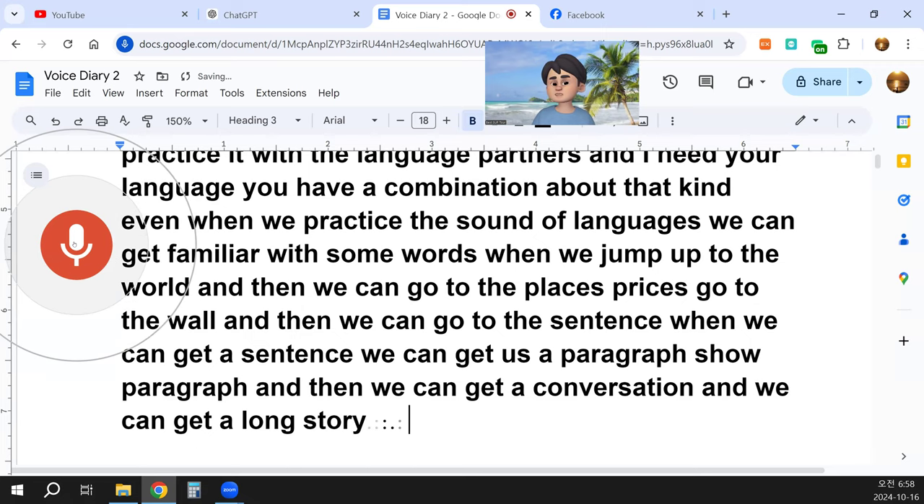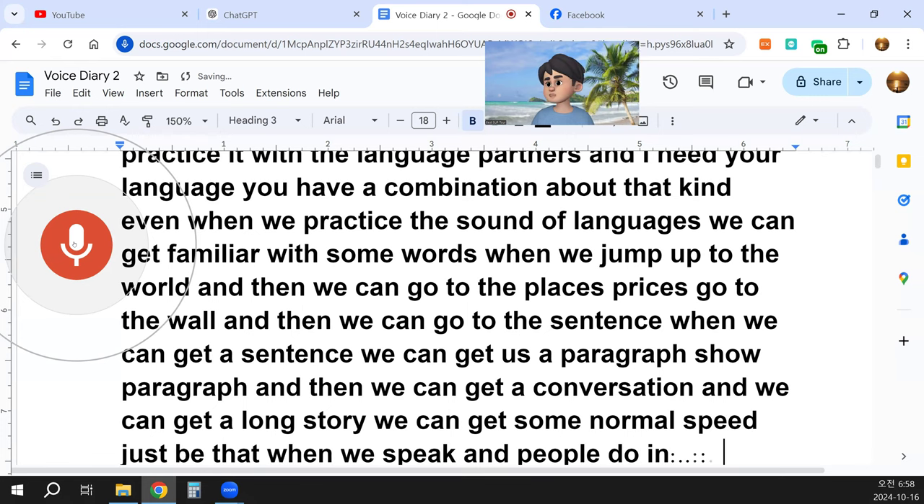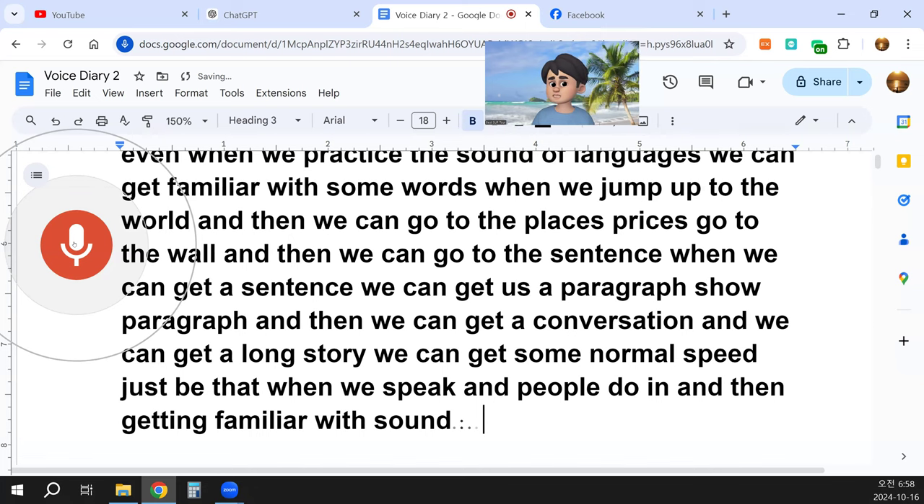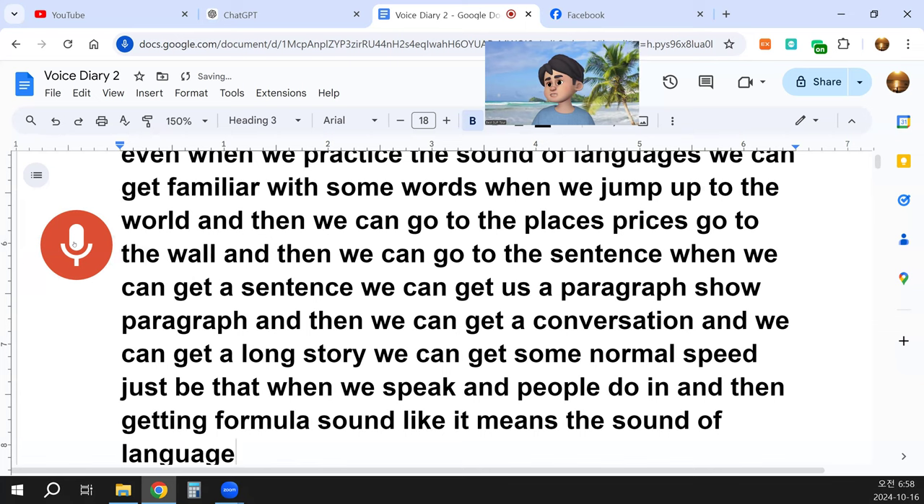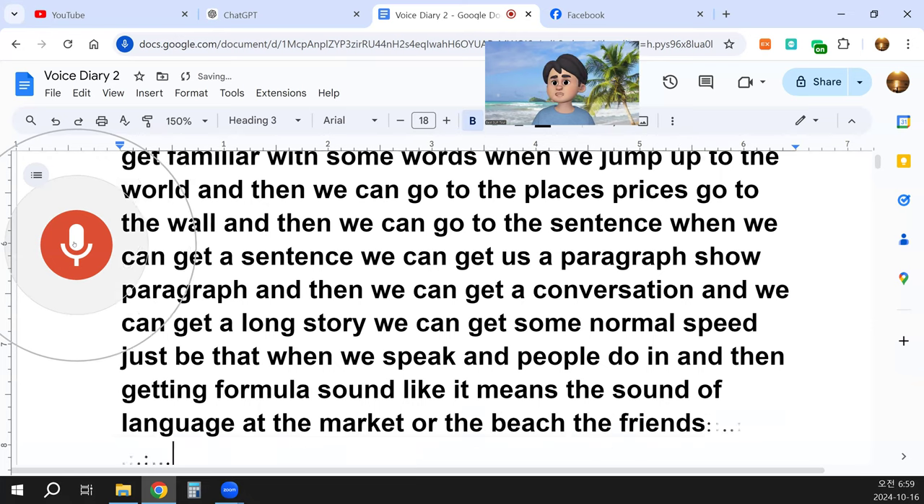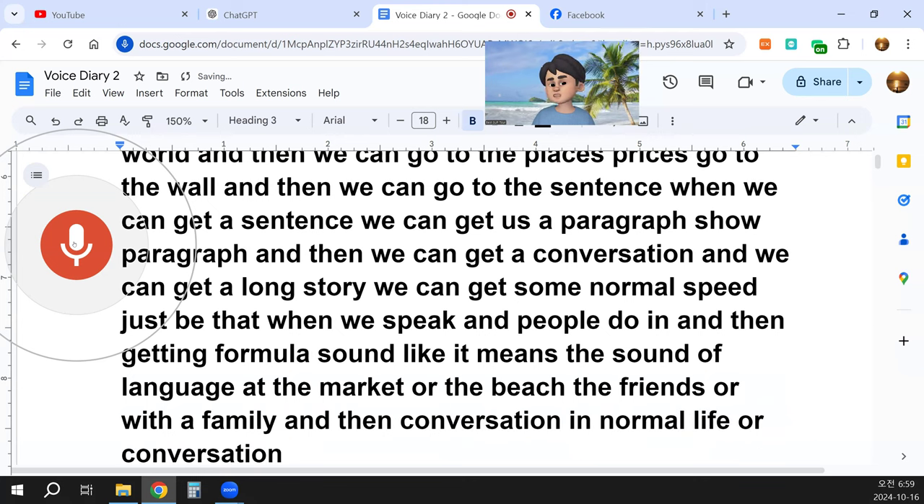We can get normal speed, the speed people use when they speak, and get familiar with the sound of language. It means the sound of language is very complicated in sentences and in normal life, for example in academic settings, at the market, with friends or with family. The conversation in normal life, the conversation at the market, the situation is quite different.